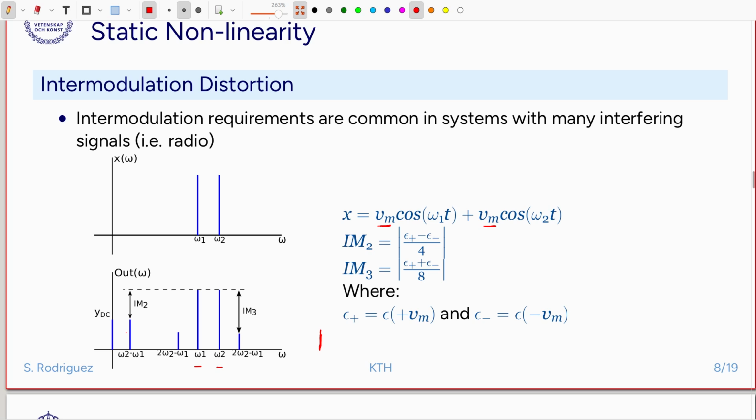We call this one IM2, the intermodulation distortion. And then there is also going to be a component at DC, as we expected. And the third order intermodulation will appear very close to the fundamental. So we will have these ones, and again we can express these intermodulation products as a function of the errors, and we have the following expressions.